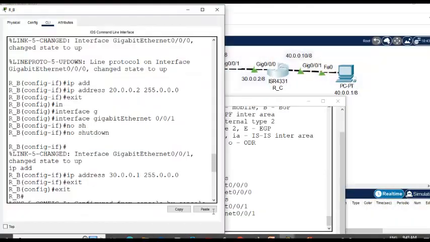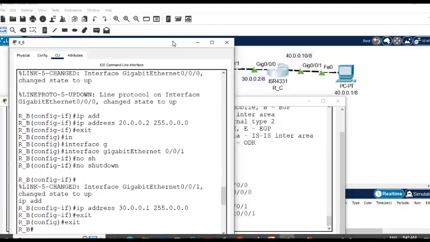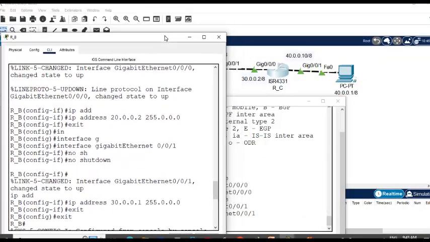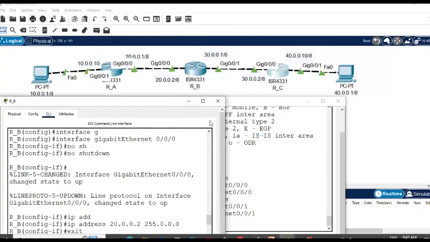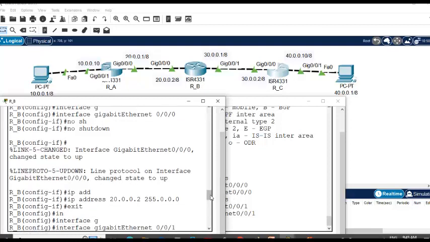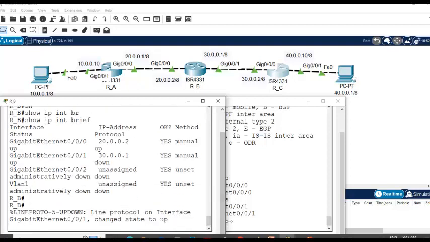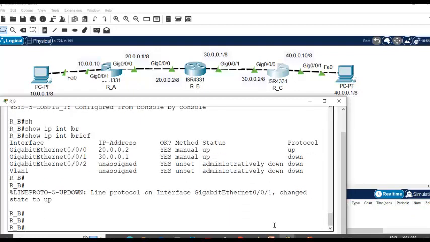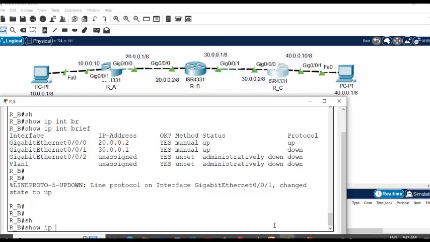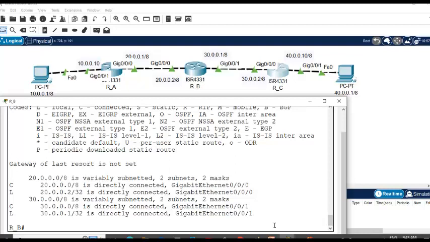Correct, Arjun? In the router, what can we call a remote network? 20, 40 and 10 for router B. Any network that is not directly connected is remote. So for router B, 10 and 40 are remote.